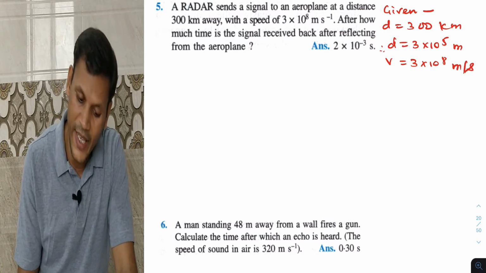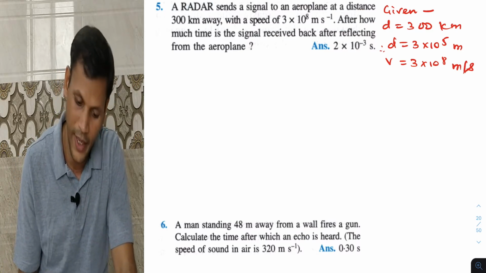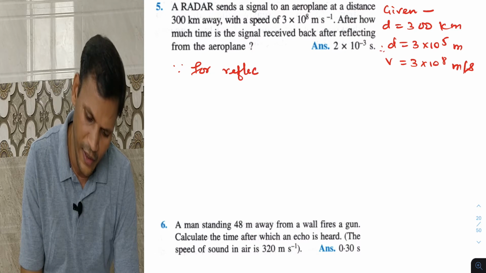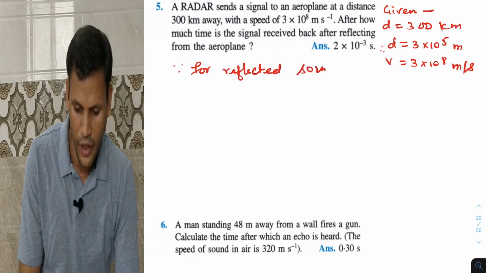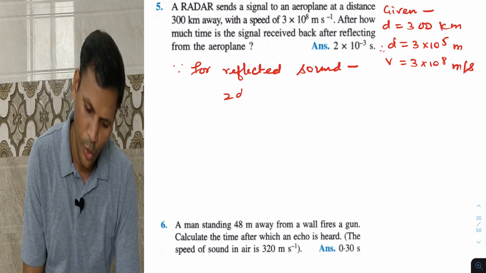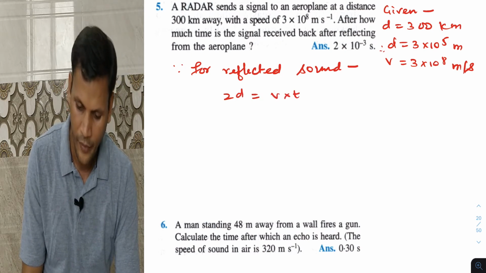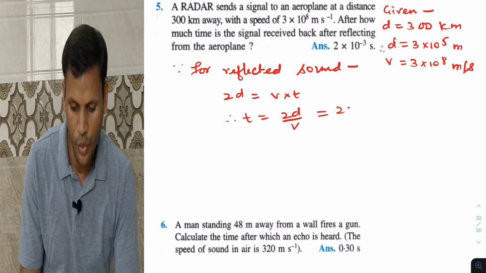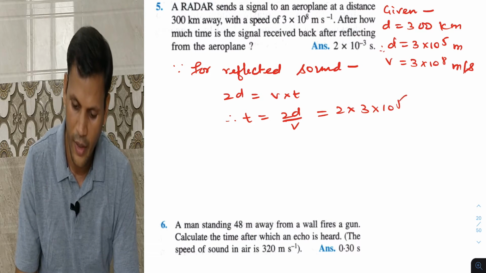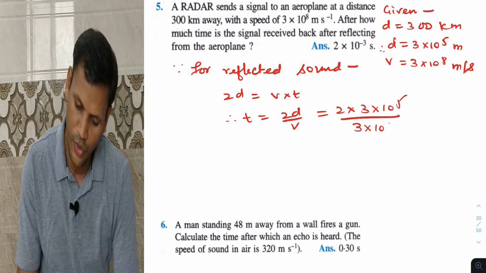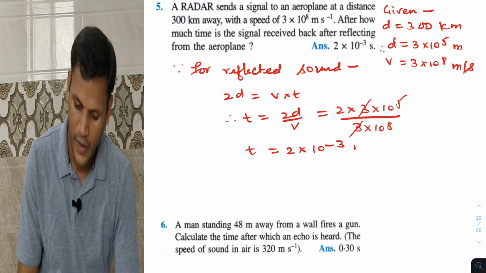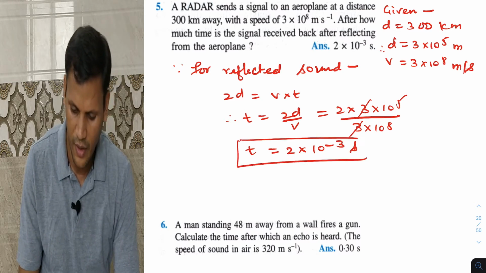So it has been asked for reflected sound, we will use 2D is equal to V into T. Time is to be found out, so time will be 2D upon V, so it is 2 into 3 into 10 raised to 5 upon V, which is 3 into 10 raised to 8. So 3 gets cancelled. We are getting time T is equal to 2 into 10 raised to minus 3 second. Okay, that is the answer.